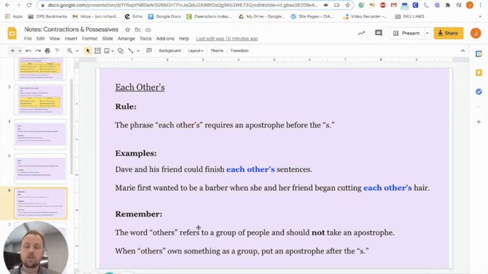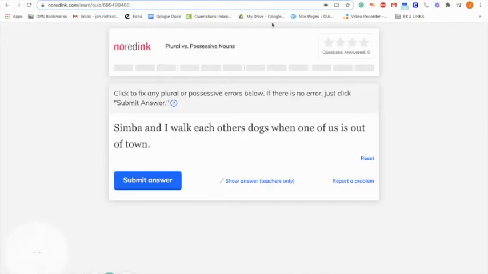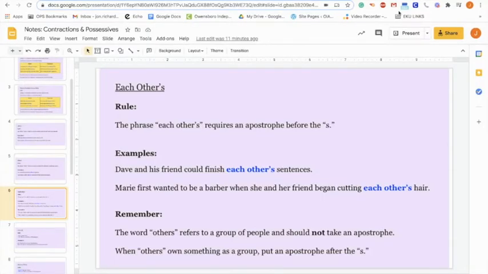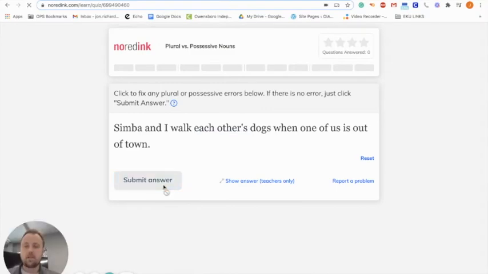Remember, the word others refers to a group of people and should not take an apostrophe. When others own something as a group, they get an apostrophe. So when it shows ownership, they get an apostrophe. Let's go over and look at a practice together. Simba and I walk each other's dogs when one of us is out of town. We have each other together, so we know there needs to be an apostrophe before that S, and we can always go back to our notes and double check. Yep, each other gets the apostrophe S. Submit.